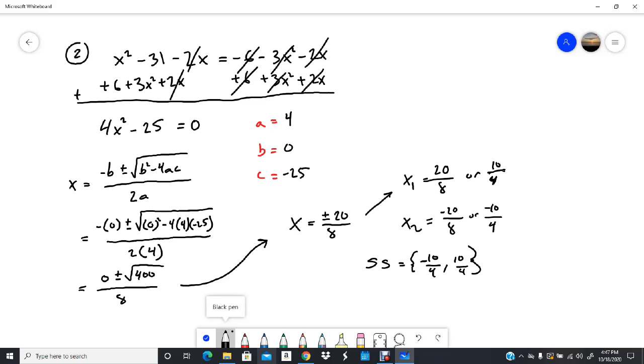Alright, so that was 2 examples of applying the quadratic formula to solve quadratic equations. And that's pretty much it. You can only mess it up 2 ways: if you plug in your A, B, C wrong, and if you do the calculations wrong.